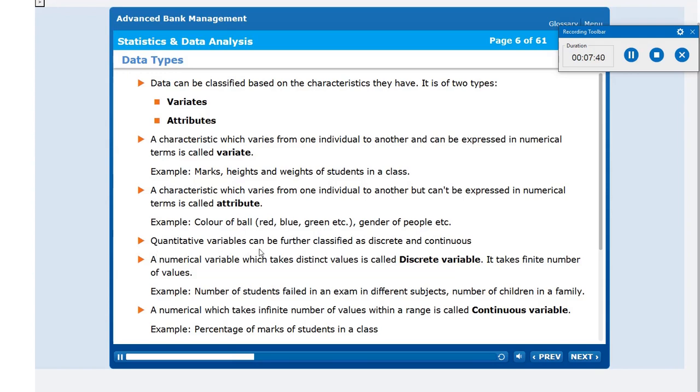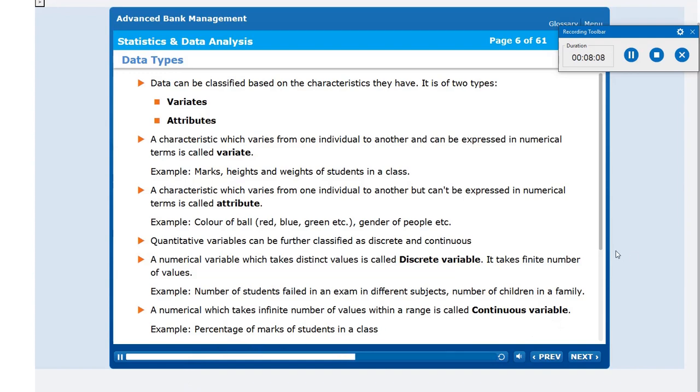Quantitative variables can be further classified as discrete and continuous. A numerical variable, which takes distinct values, is called a discrete variable. It takes a finite number of values. Example, number of students failed in an exam in different subjects, number of children in a family. A numerical variable, which takes an infinite number of values within a range, is called a continuous variable. Example, percentage of marks of students in a class.